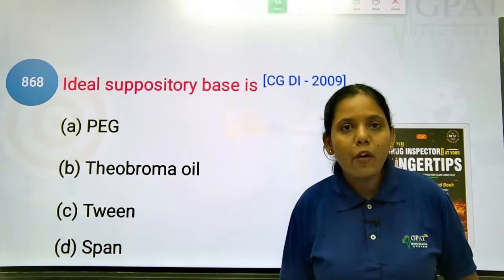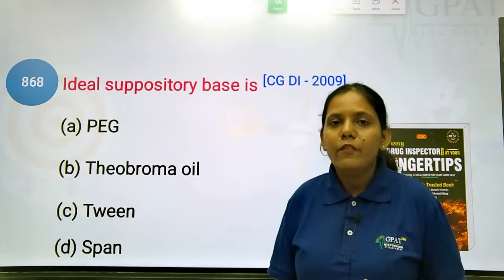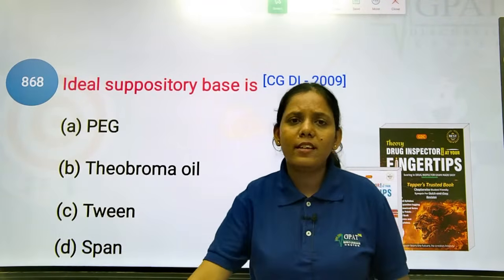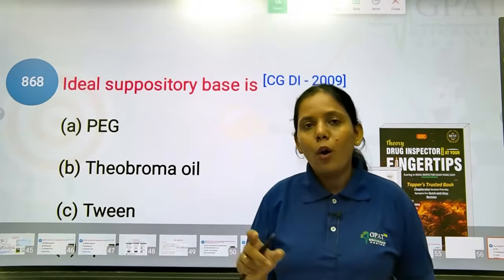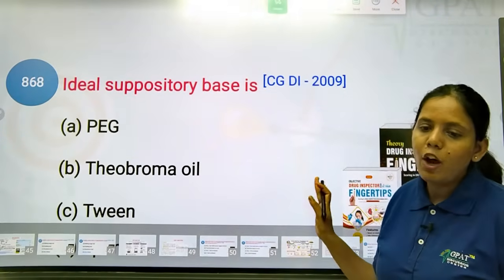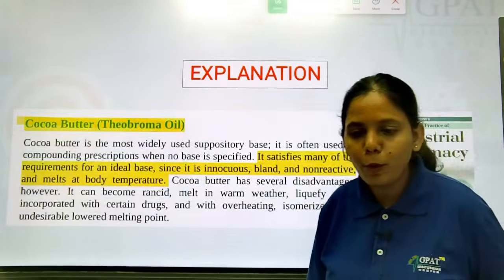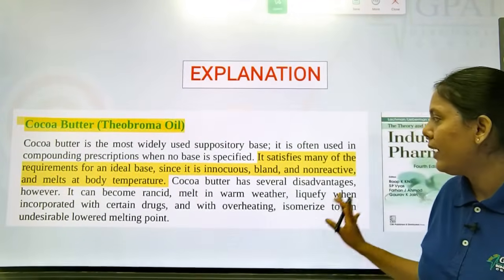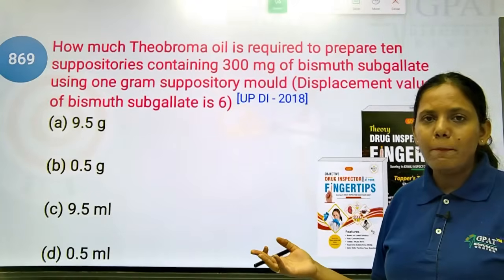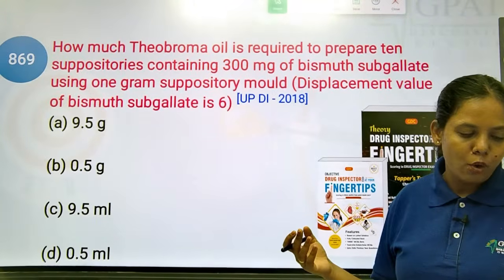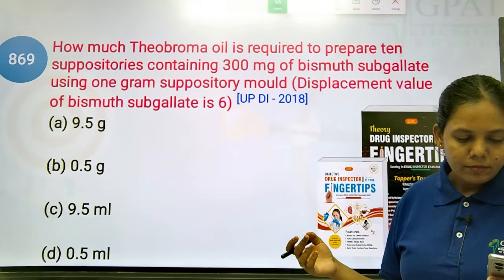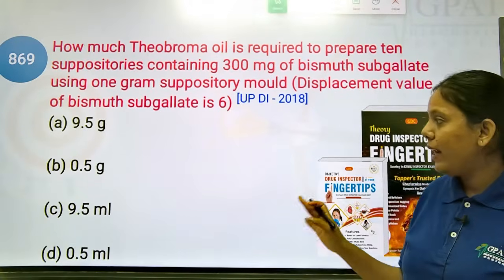Your theobroma oil is nothing but cocoa butter, which has most of the characteristics of an ideal suppository base, although it also has certain disadvantages. But the ideal suppository base is your theobroma oil, that is your cocoa butter, because it melts at body temperature, and it has other properties also. Clear to all of you? Chalo, next question.